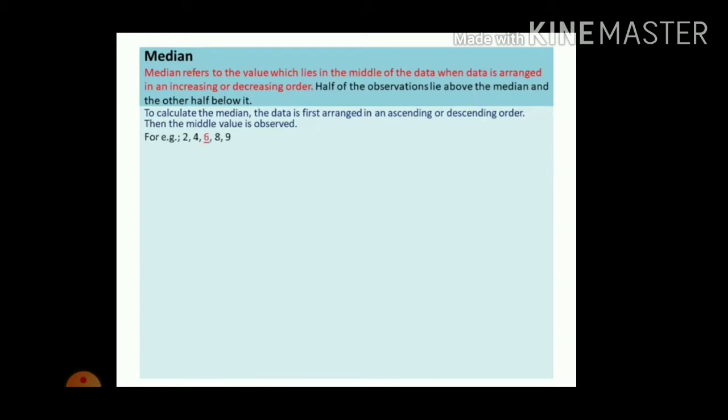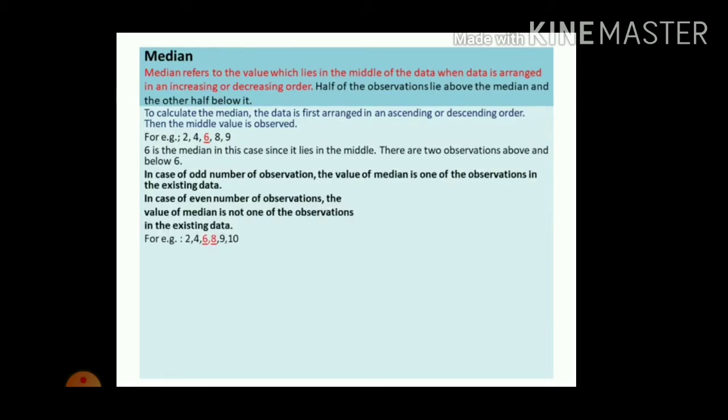For example, we have to find the median of this specific data, that is 2, 4, 6, 8, 10. Right now it is already arranged in ascending order. Now the middle will be 6. So 6 is the median of this specific observation. But there are actually two types of cases that we can find. In one case, there are an odd number of observations. In the other case, there are an even number of observations.